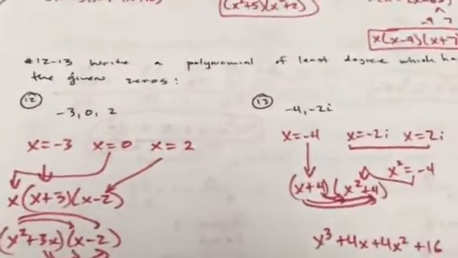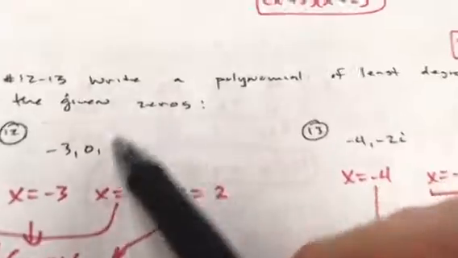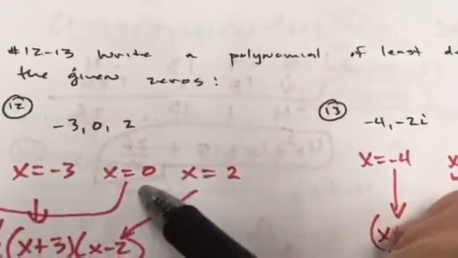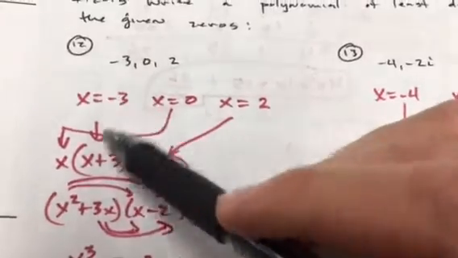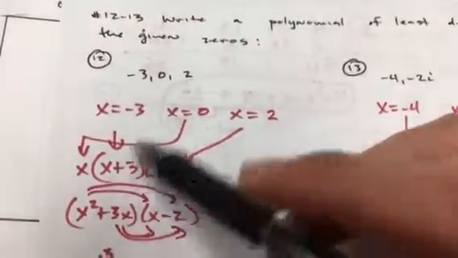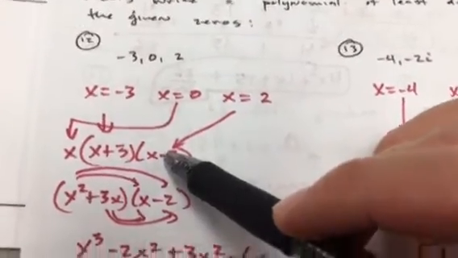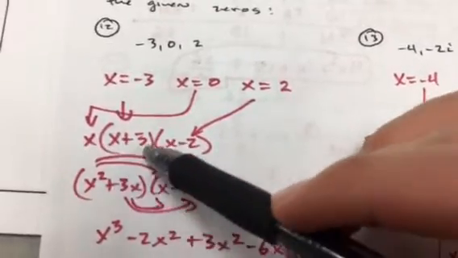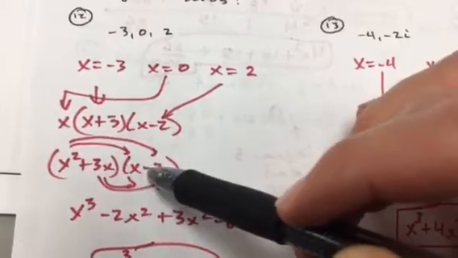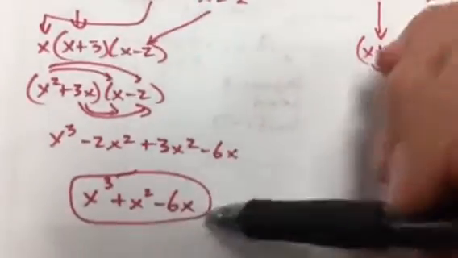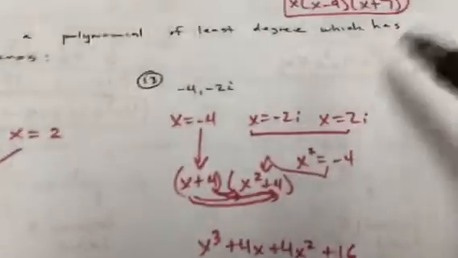On 12, write a polynomial of least degree which has the given zeros. x equals negative 3, x equals 0, x equals 2. If x equals 0, then it's just x on the outside. It's always the opposite: x plus 3 inside the parentheses, x minus 2 inside. Do x times x plus 3, get x squared plus 3x and multiply it by x minus 2, just first, outer, inner, last, combine like terms.